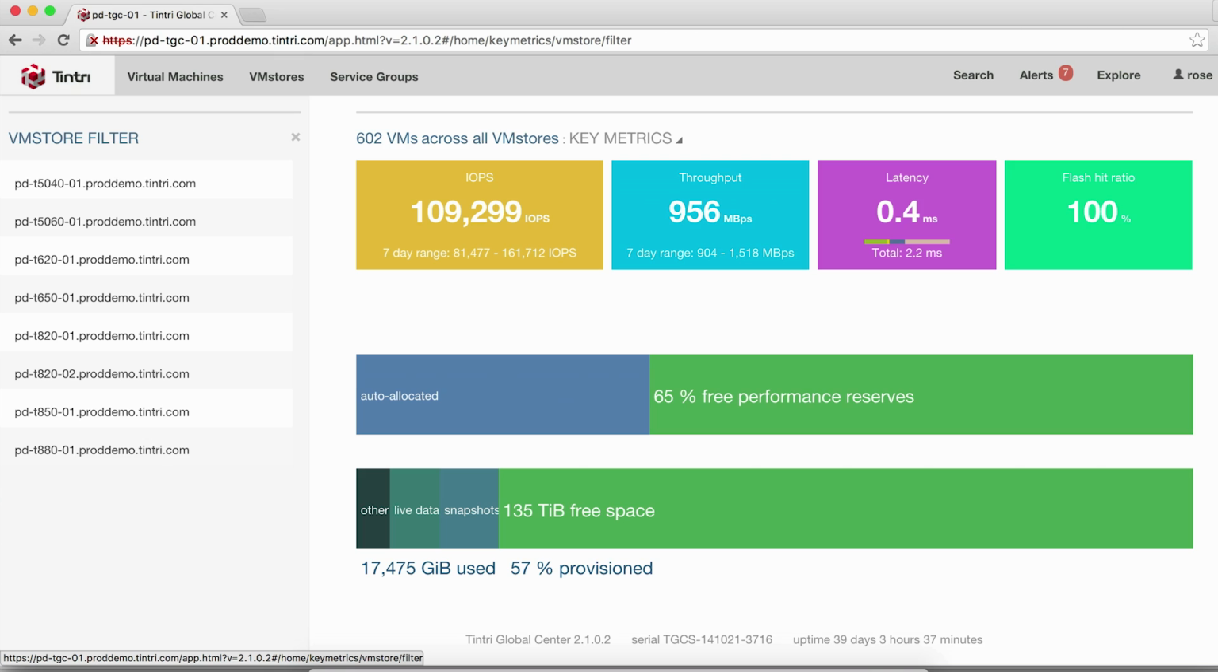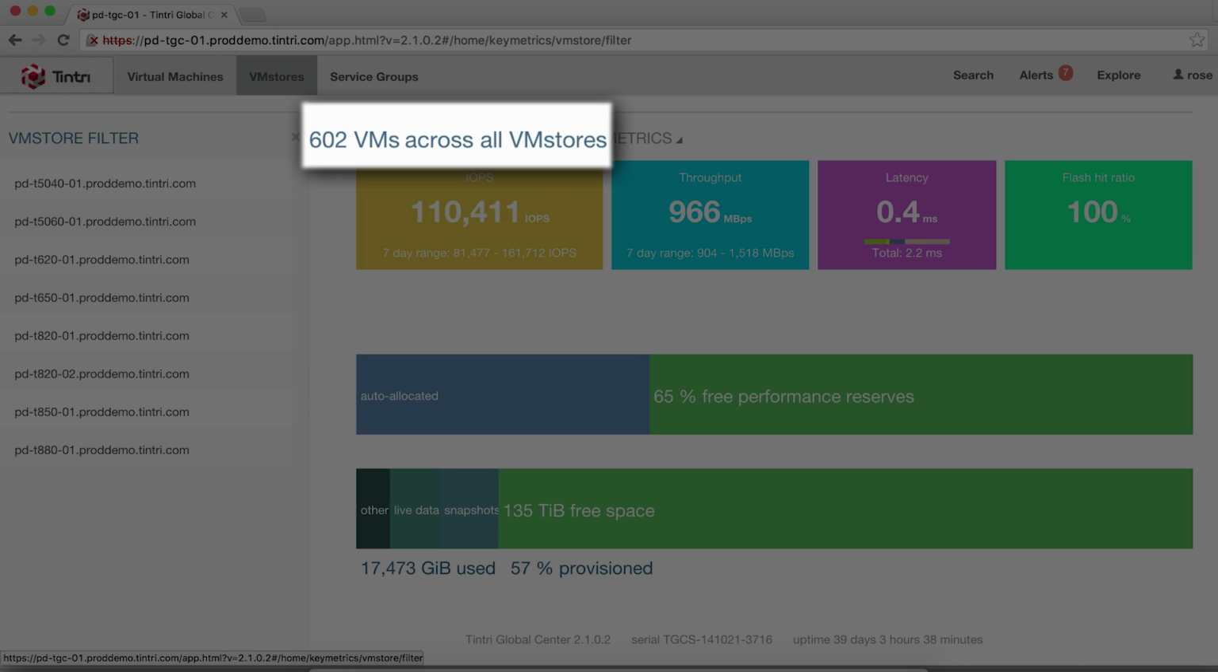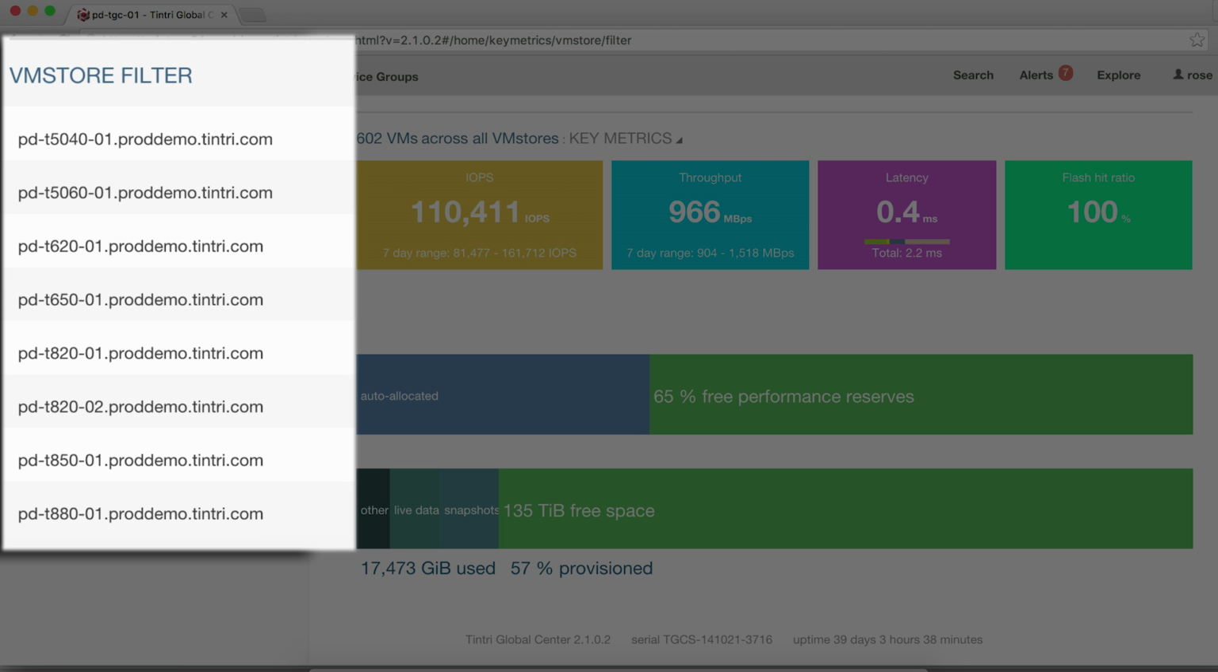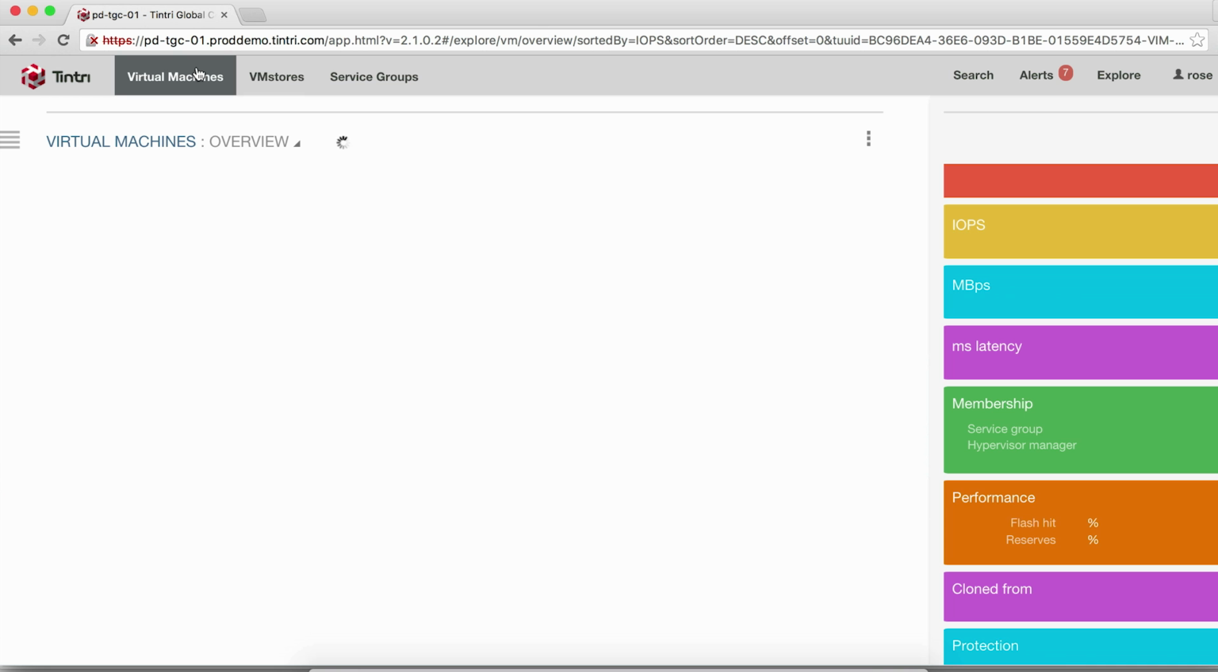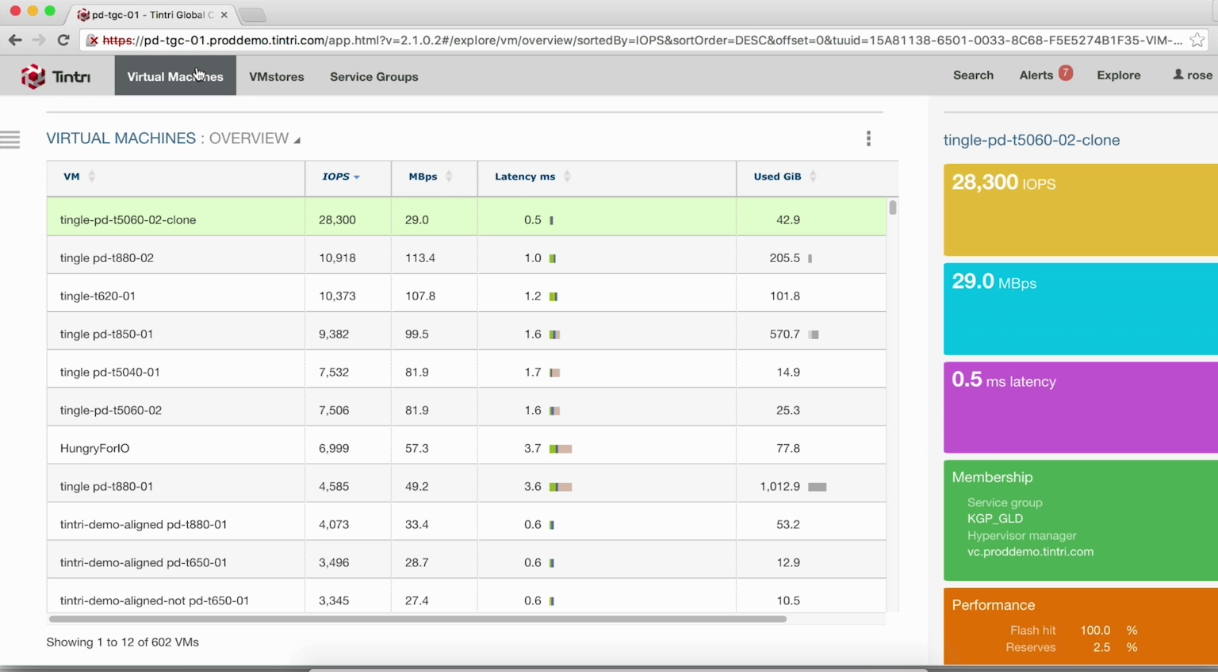Let's take a look. Here, we have opened the Tintri Global Center, which allows us to manage over 600 VMs across 8 different Tintri storage appliances. Let's say I want to see if there are potentially any VMs suffering from latency issues. To do this, we can view all VMs from the Virtual Machines tab and sort the VMs by latency.